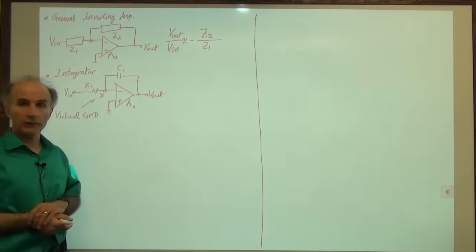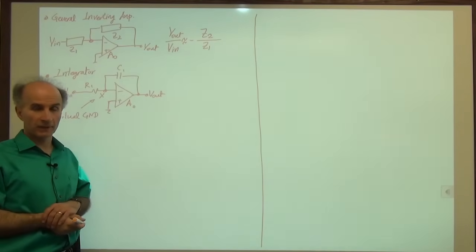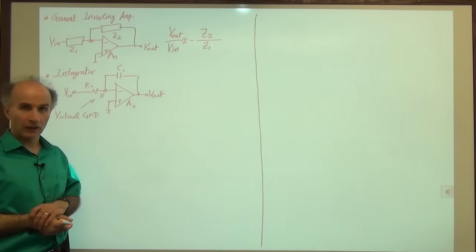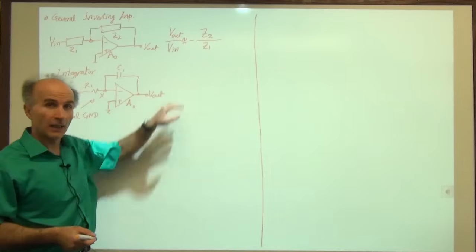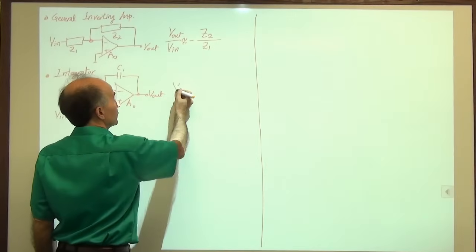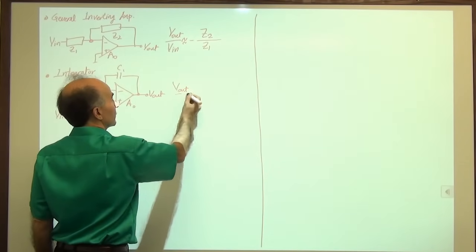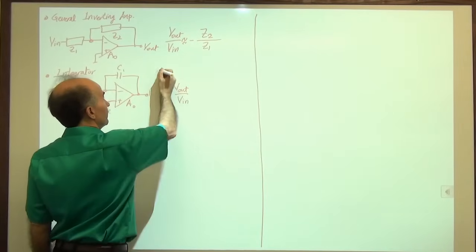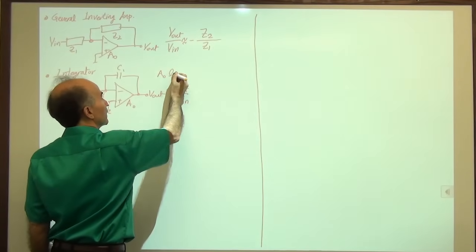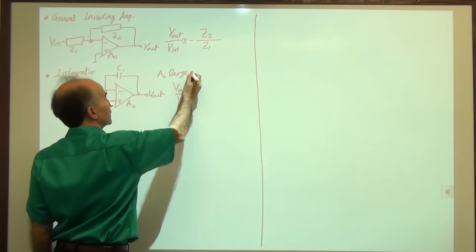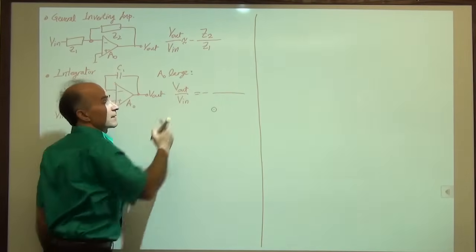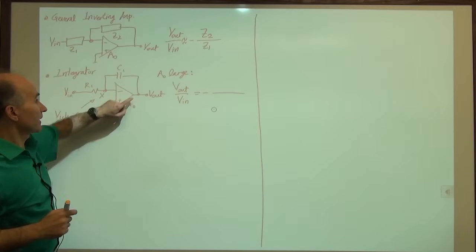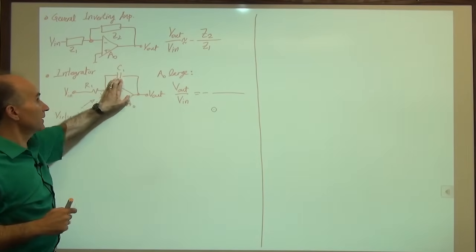Okay, now I would like to find the transfer function of the system. And I don't have to write equations from scratch. I can just go back to this result and say V out over V in, if A0 is large, is equal to minus the impedance of the load that's connecting the output to the input, this impedance.